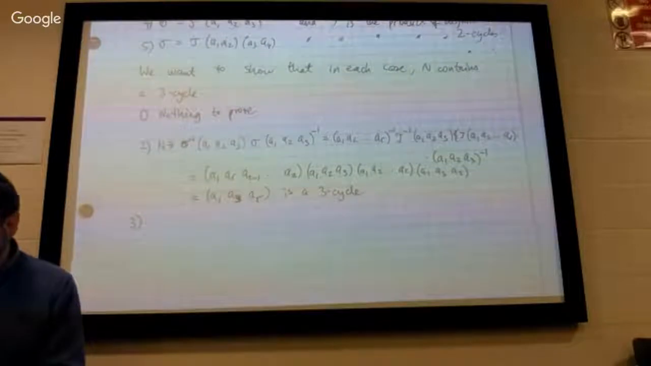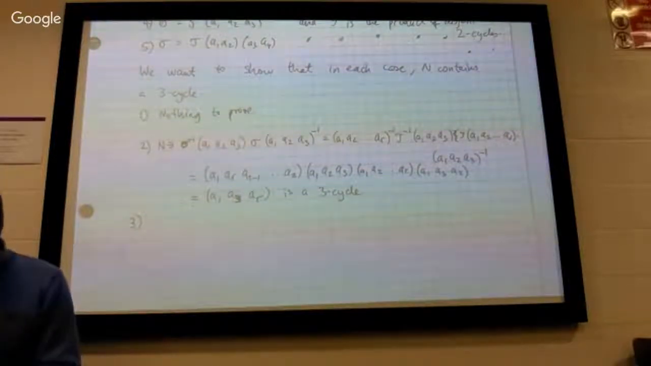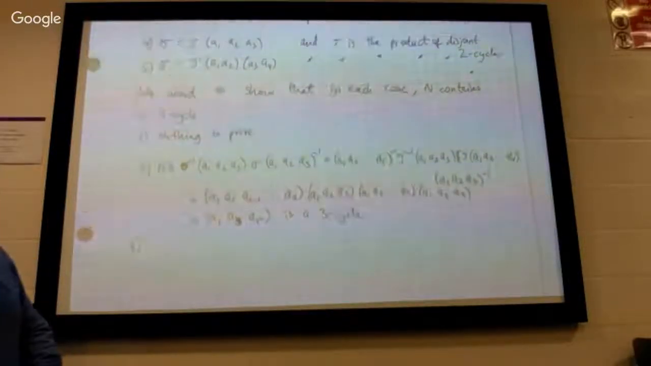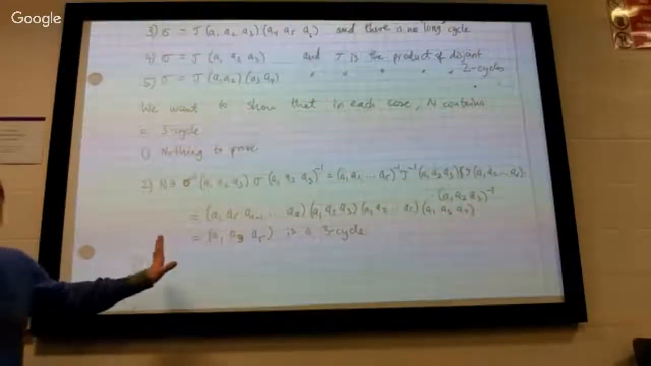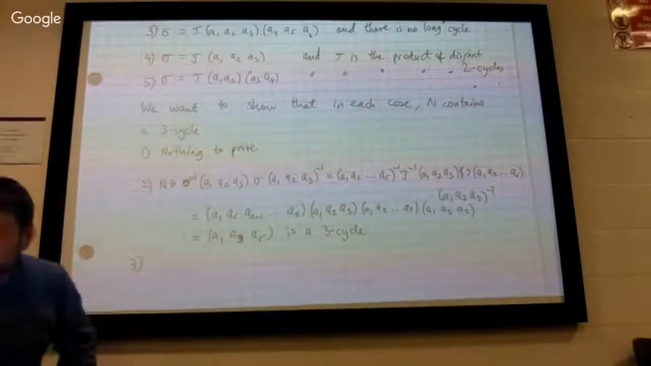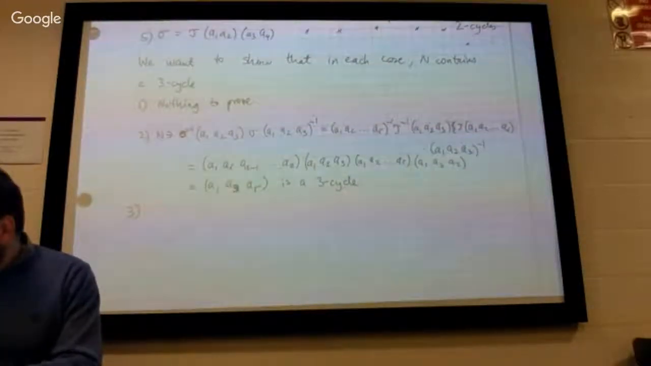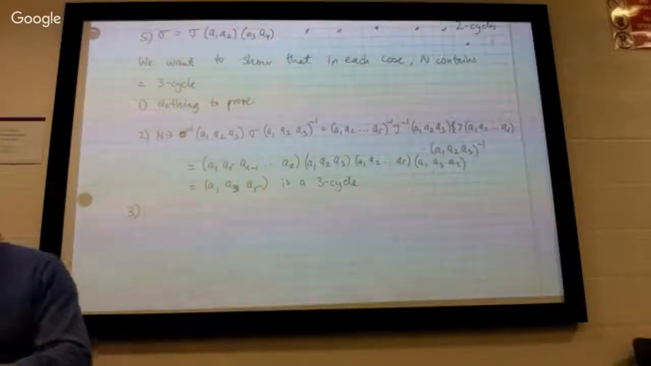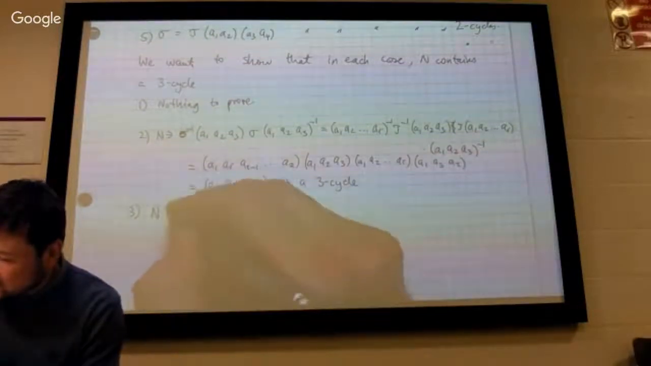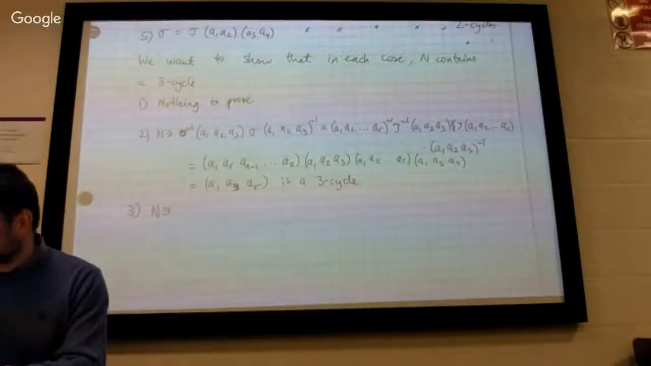Okay, in case 3, what's case 3? So there are 2 3 cycles in sigma, and the rest of them we don't know, but there's no long cycle. Okay? So in this case, I'll make it quicker now. I won't check all the steps, I'll just leave them for you to check.